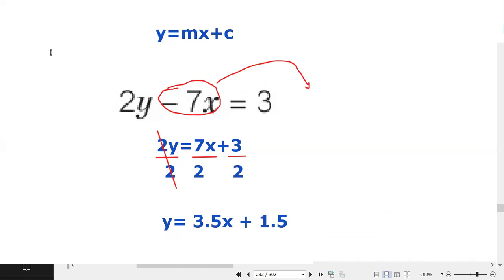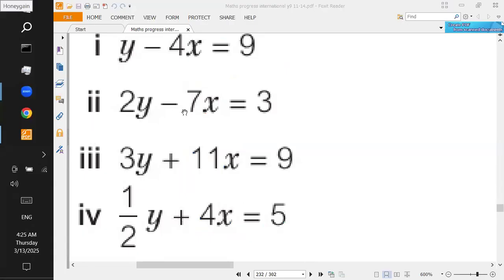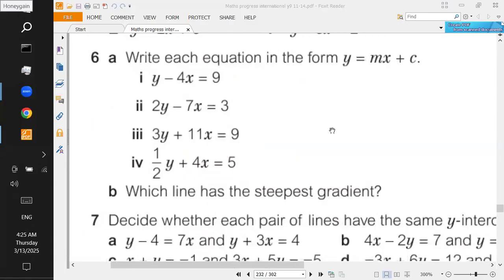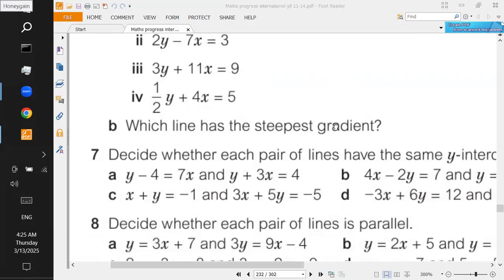So from the equation here, I can easily find the gradient, which is 3.5 or positive 3.5. And I can easily find the y-intercept, which is positive 1.5. And this is how you answer a question like this. Now, let's move on to the next question. So basically, you have to understand how to rearrange.